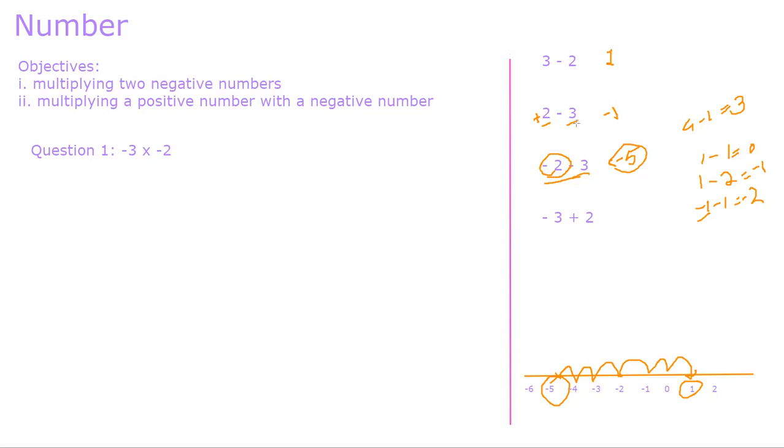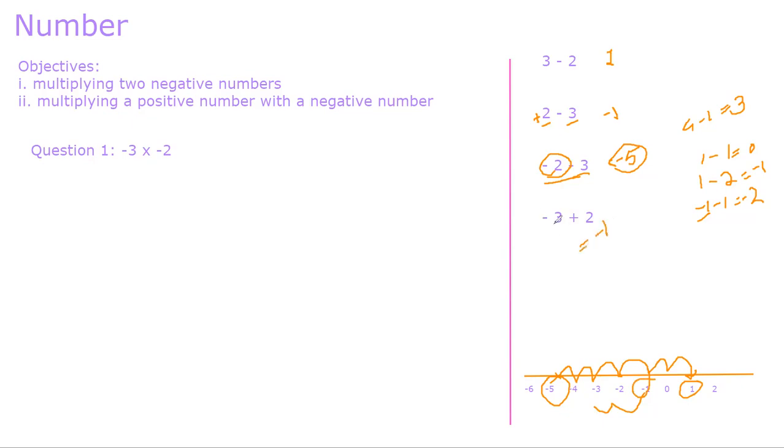So minus 2 minus 3 would be equal to minus 5. Finally, minus 3 plus 2. So this is minus 3. And for plus 2, we have to move 2 steps to the right. So the answer would be minus 1. So in this case, minus 3 plus 2 would be equal to minus 1.